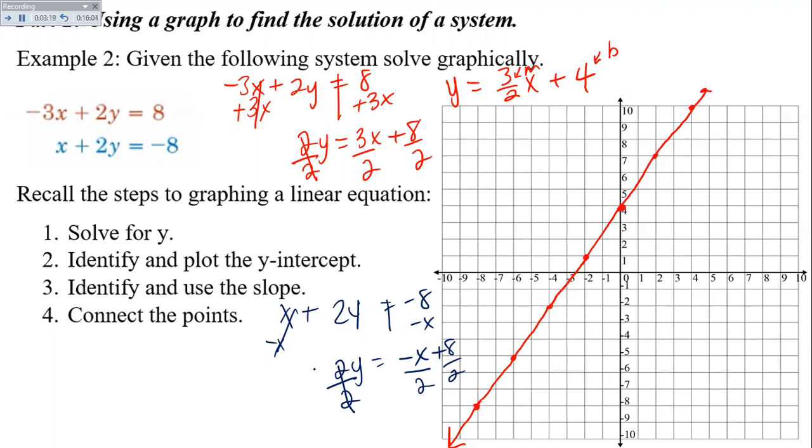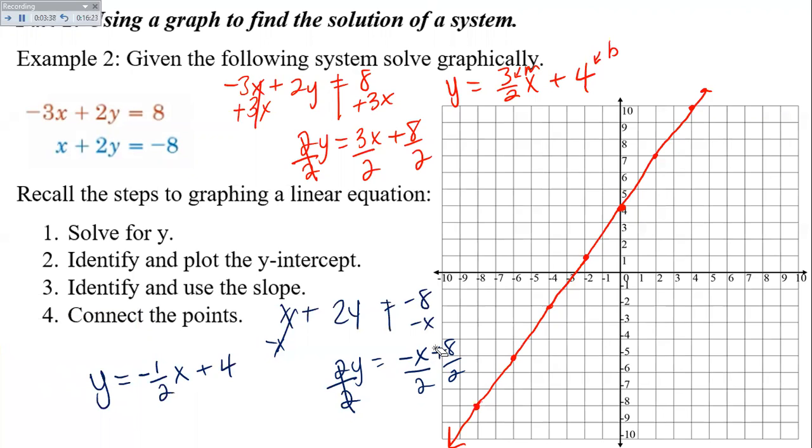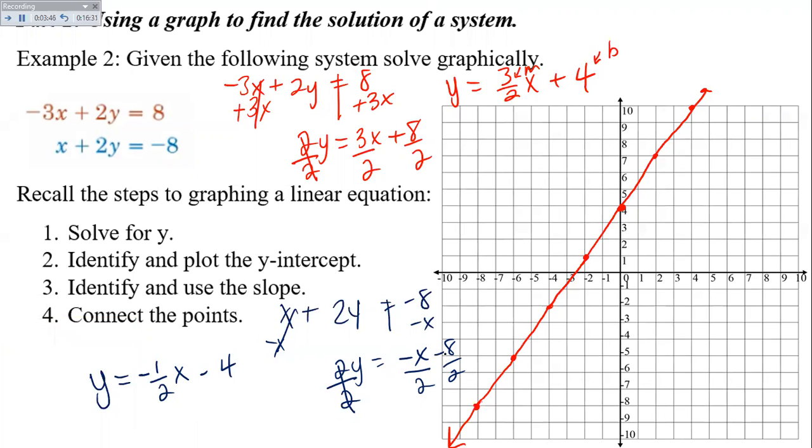And I'm left with y equals -1/2 x plus... Oh, it's a -8. Lo siento. There. So it's at -4. So this time, my b is at -4.